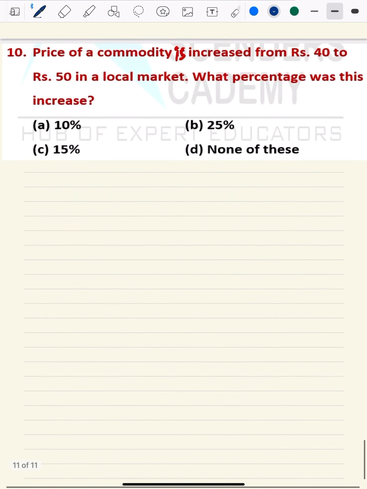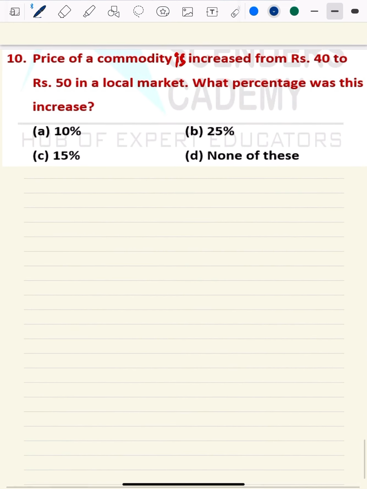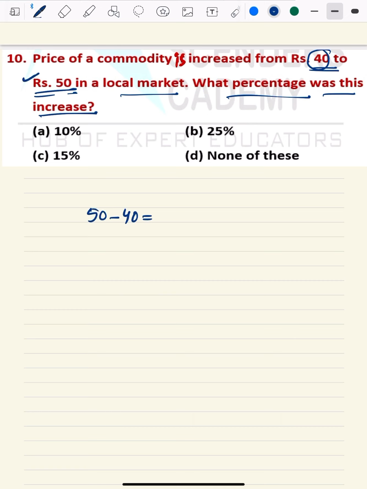Last question of the series. Question number 10. Price of a commodity is increased from 40 rupees to 50 rupees in the local market. What percentage was this increase? I have given a lot of lectures on percentage increase and percentage decrease. Here the original amount is 40 and after increasing it has become 50. So 50 minus 40 is equal to 10. So how many rupees is increased? 10 rupees.